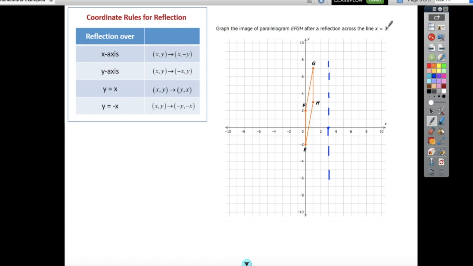So when we reflect across a line that is somewhere other than one of our axes, we are going to just look at the distance each point is away from the line. So point G is 2 away, and we're going to go 2 away. H is 2 away, so we're going to go 2 away the other direction. E is 1, 2, 3 away, so we'll go 1, 2, 3 the opposite direction. And then finally F is 1, 2, 3 away, so we'll go 1, 2, 3 away. And then create our shape.